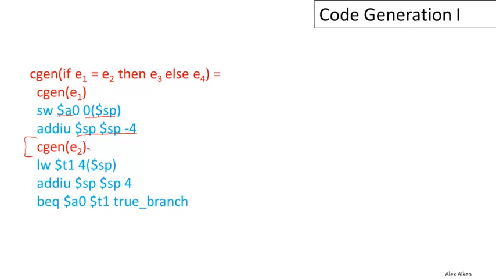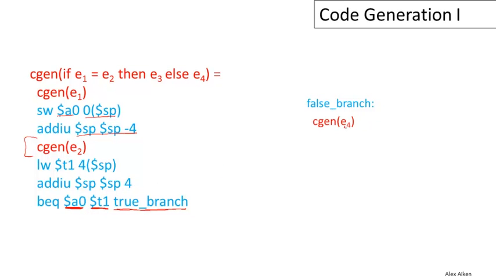So now we do a branch equal. So if the value of E1 is equal, this is actually the value of E2 in A0, if that's equal to the value of E1, then we branch to the true branch. Otherwise we're going to fall through if they're not equal. We'll call that the false branch. And what are we going to do if we fall through, if this test fails?